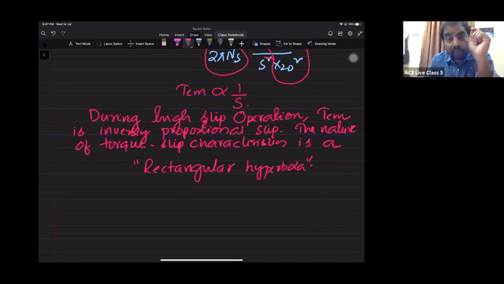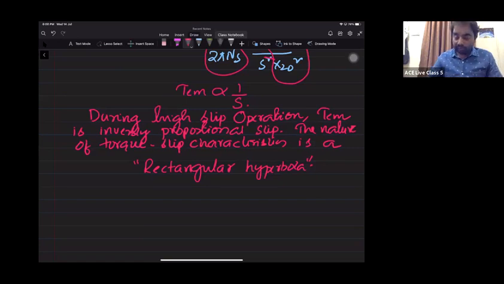So during high slip operation, the active power fed to the rotor will start decreasing. Why? Because with the increase in the slip, the frequencies are increasing, the reactive power drawn from the source will increase, and active power will start decreasing, and hence the torque will decrease. Is this point clear? Confirm me.